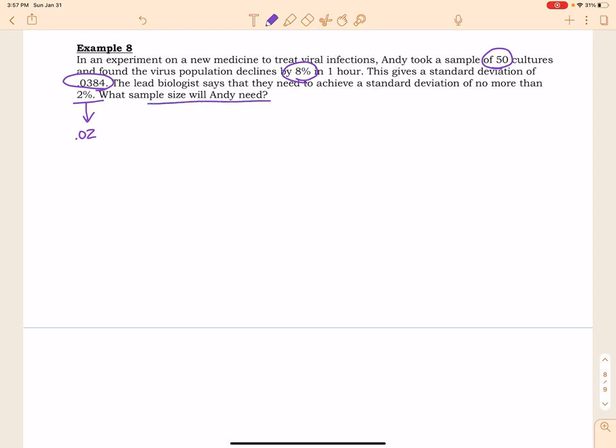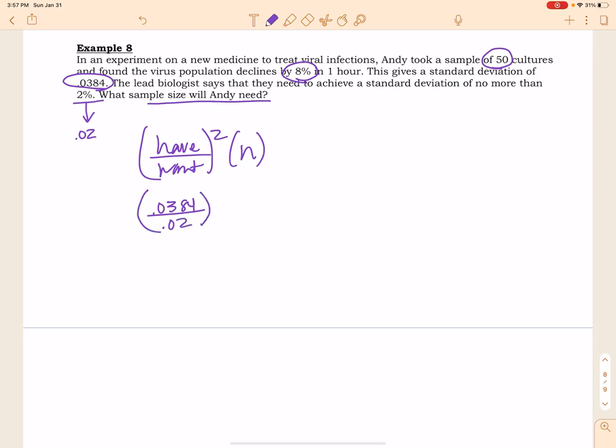Okay, so again, I'm going to follow the same pattern I did in the other two. The standard deviation I have over the standard deviation I want, squared, times my sample size. So I have 0.0384. I want no more than 0.02. That gives me 184.32. I'm going to round that. Awesome. It's very magical. So keep in mind, on this particular question, it's important that you round up, and let me show you why.